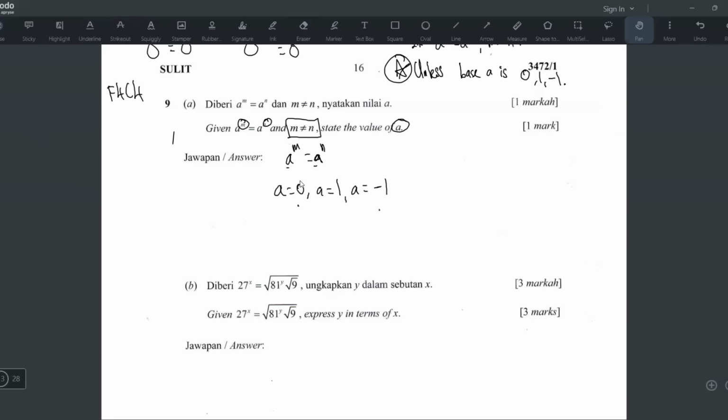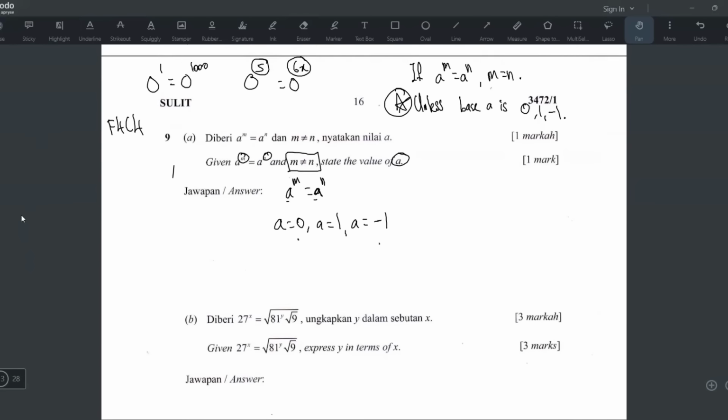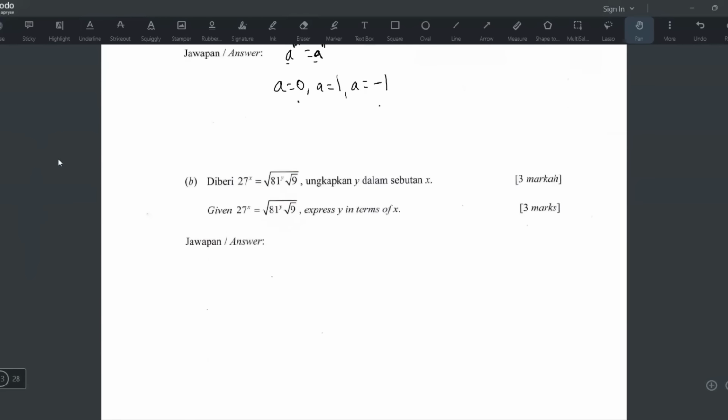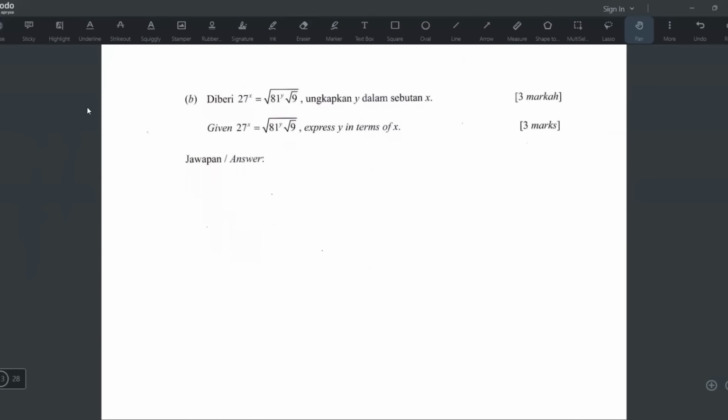Because I think zero is also included. Yeah, 0, 1 included also. So if it's me, I will answer one. Alright, I will just continue.